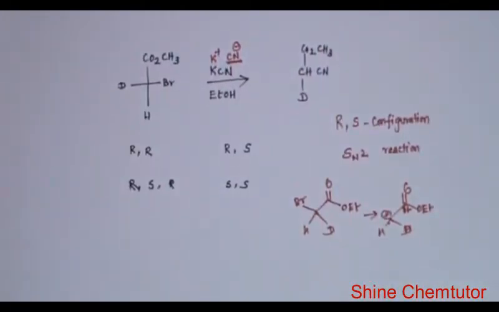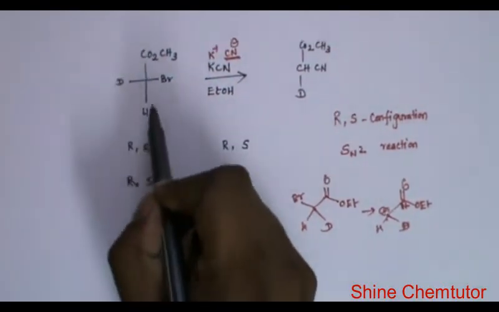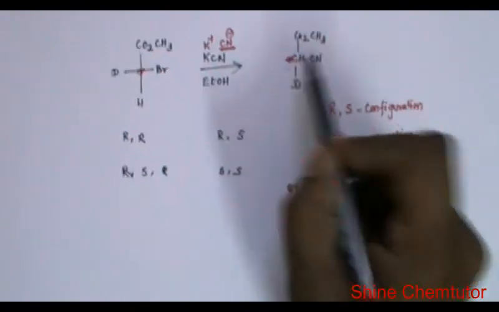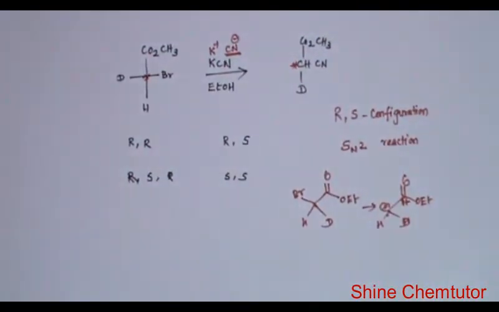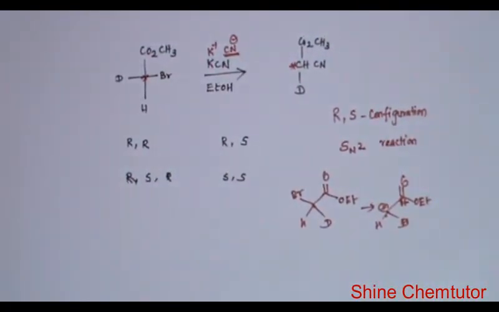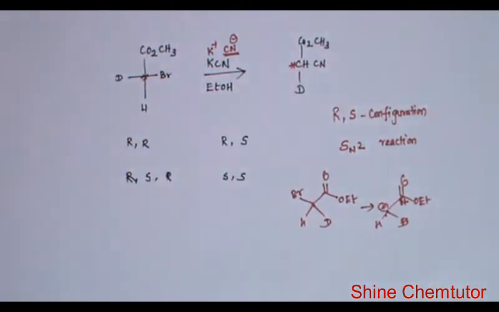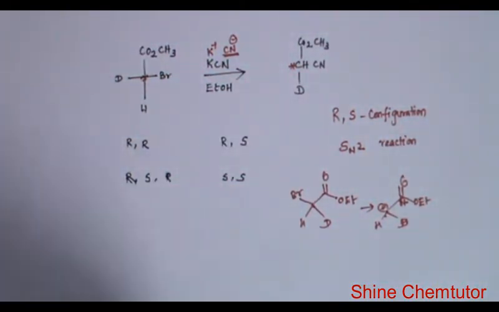Now the question is, what will be the configuration of this carbon as well as this carbon in the product? Whether they are RR or RS, SR and SS. Here you have to assign RS configuration based on Fischer projection. Go for giving priority.